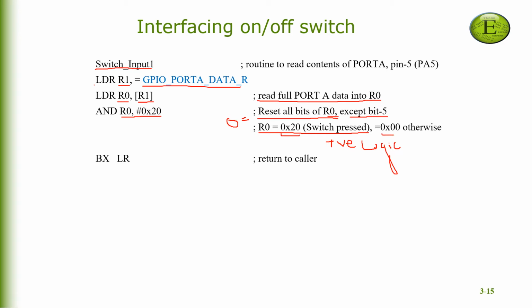And if the switch is not pressed, assuming positive logic once again, then bit number 5 will be equal to 0. And then once we are finished executing this routine, we give the control back to the caller.